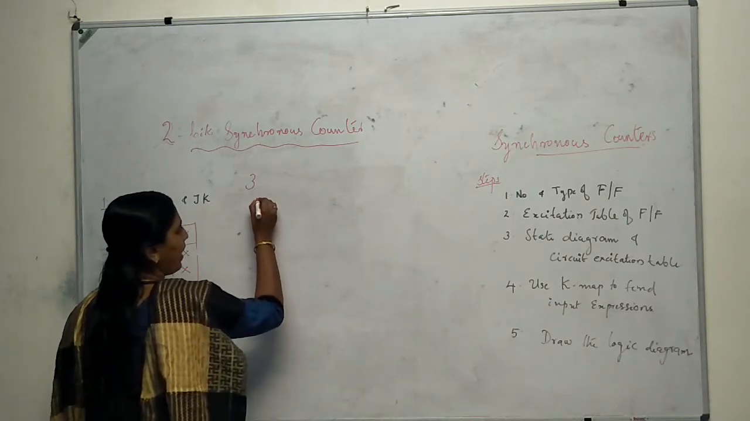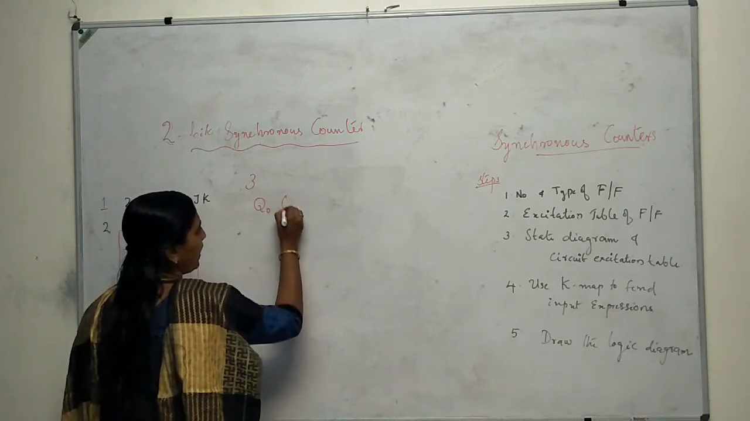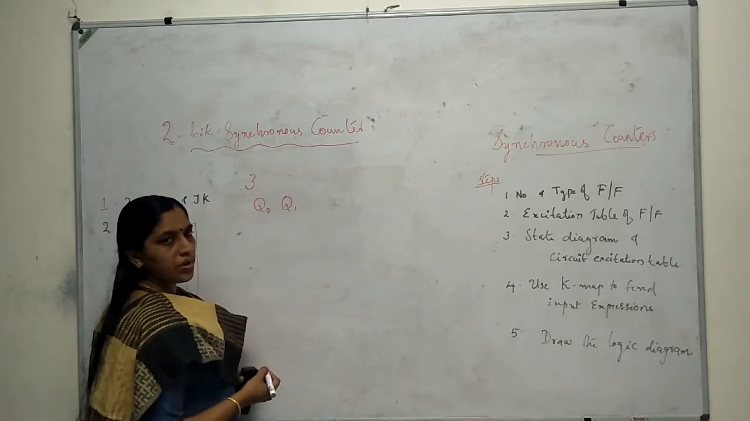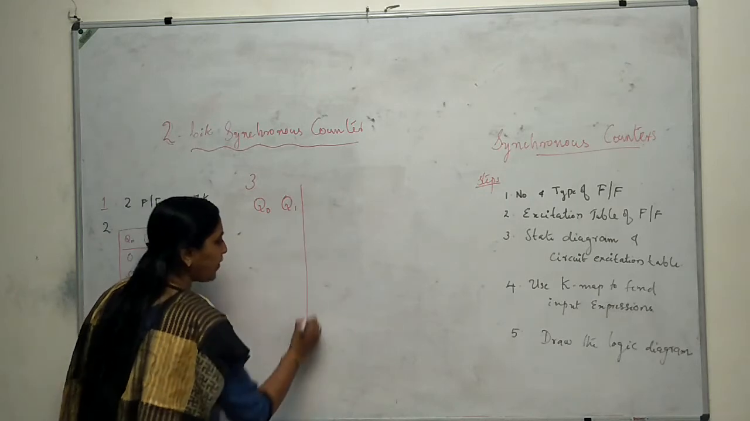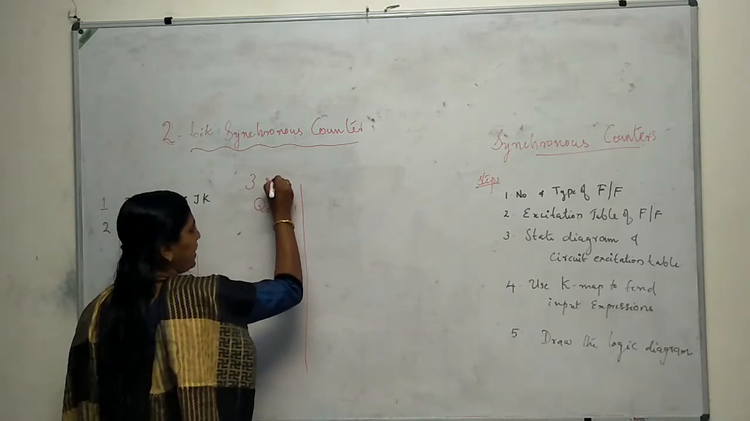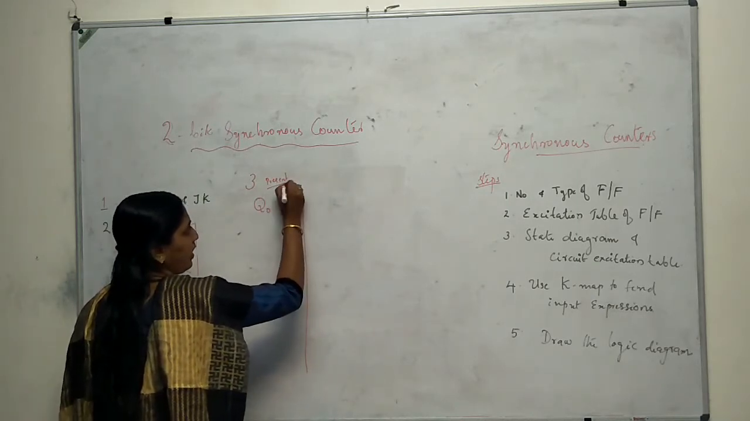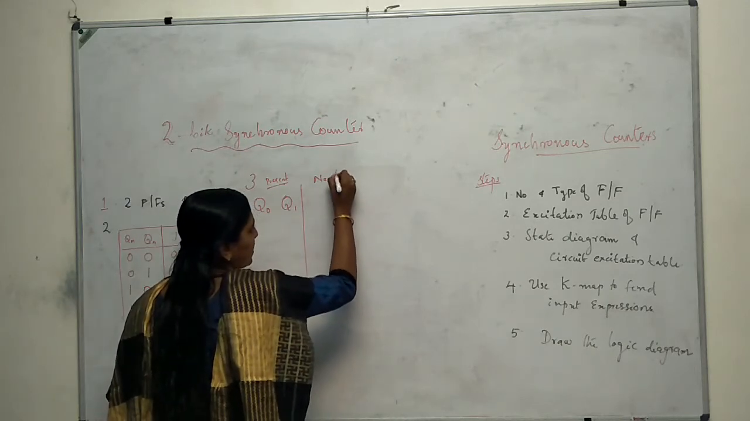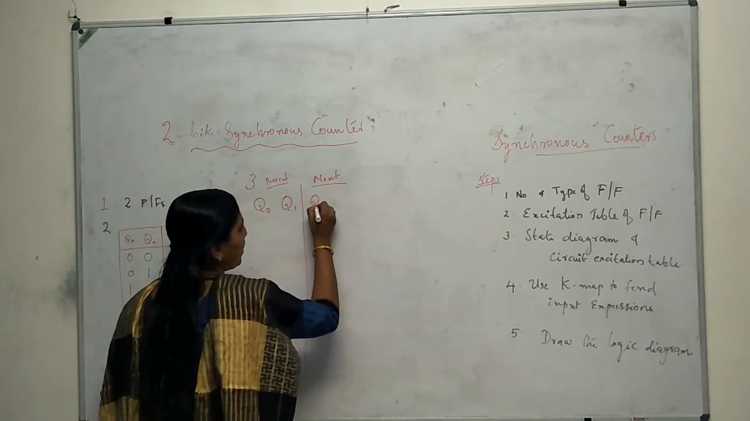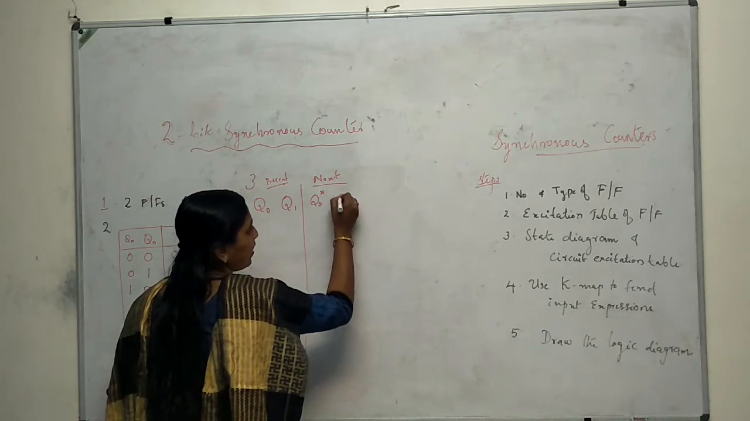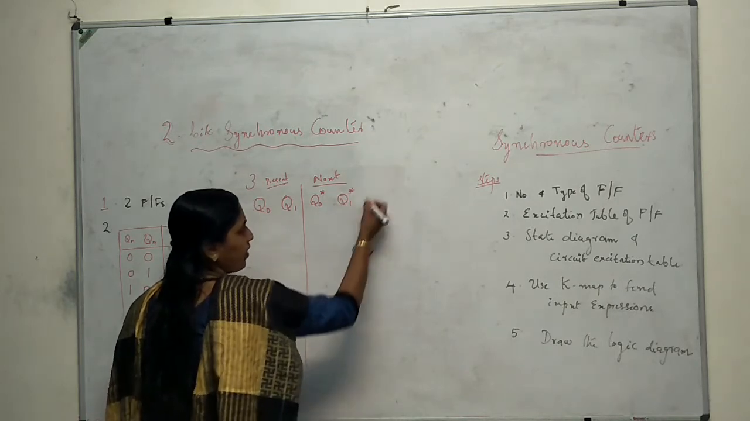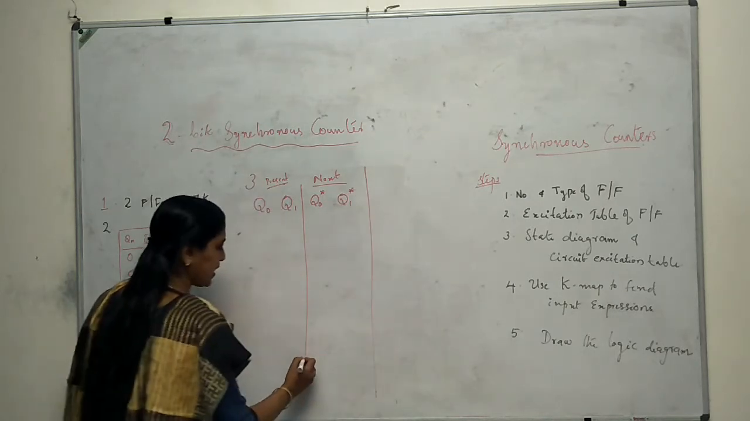We know that we are having two inputs, Q0 and Q1. This is our present state. Then in the next state, assume that you are having Q0 star and Q1 star. This is my next state.